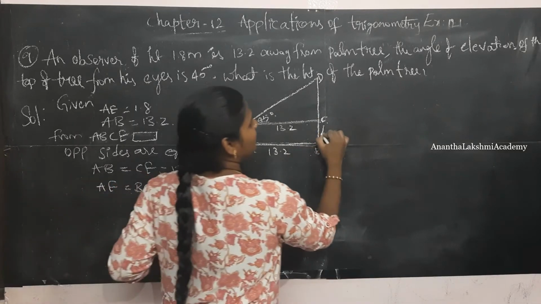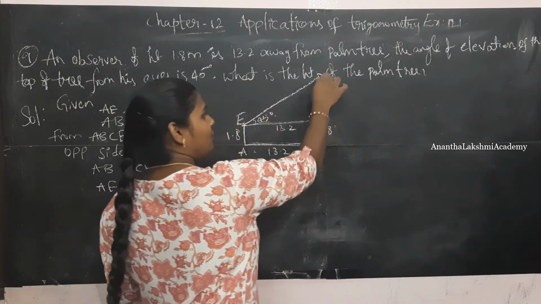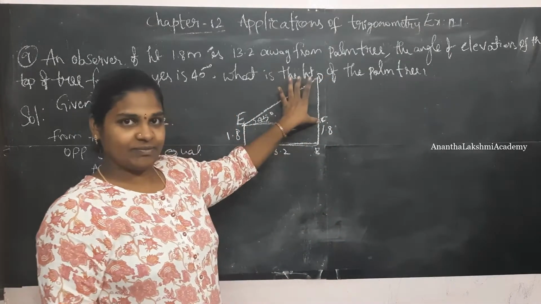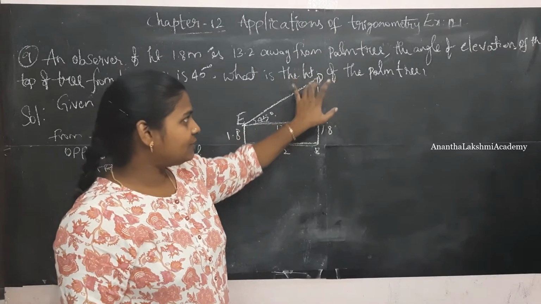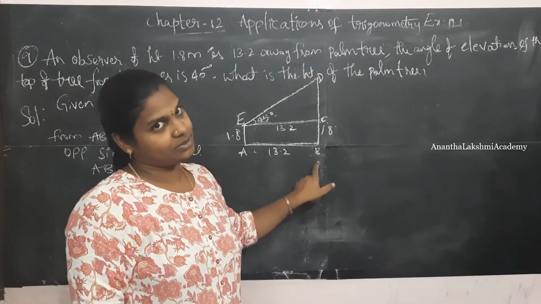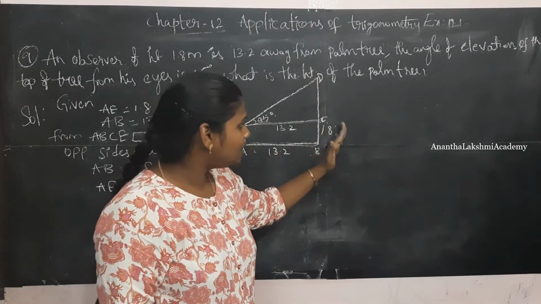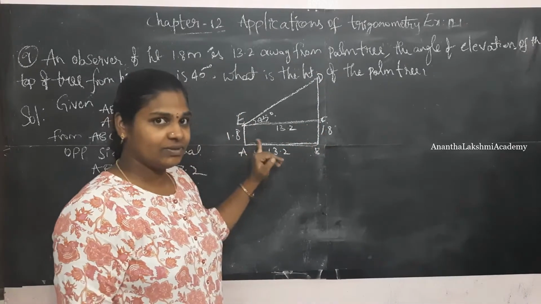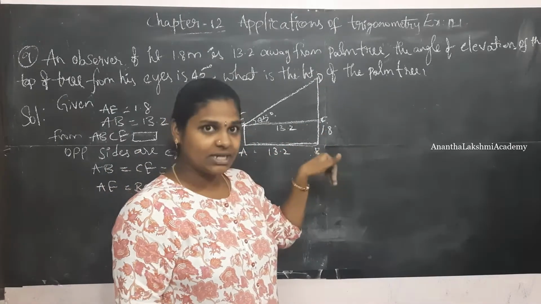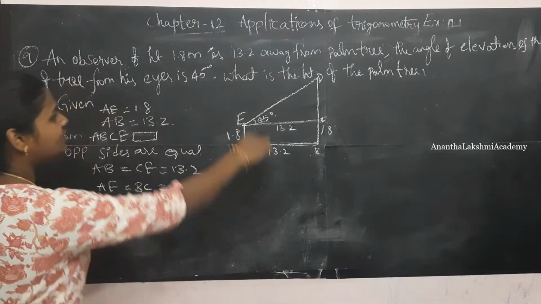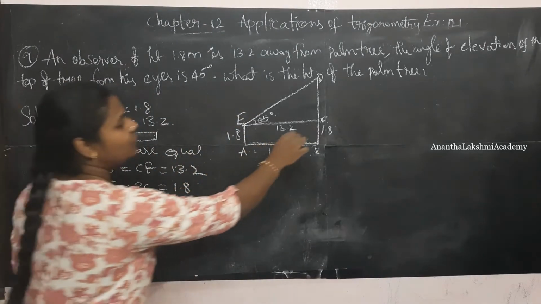So this becomes 1.8. Now we need to find CD, which is the height of the palm tree excluding the height of the observer. Okay. In order to figure out the whole height of the palm tree, we need to include this 1.8 meters as well, which is the observer's height since it is given in this problem. Okay. First of all, we need to figure out CD. How do we figure out CD?